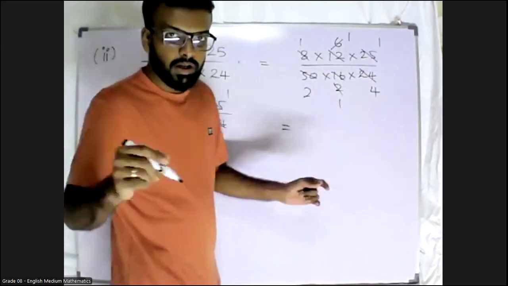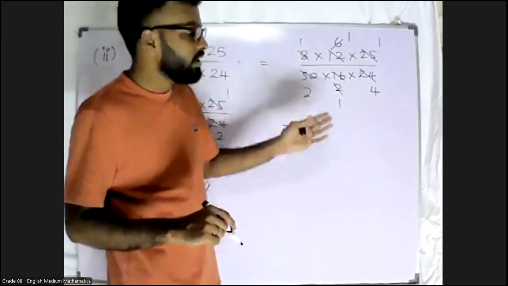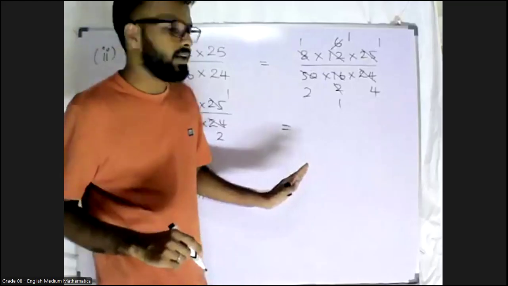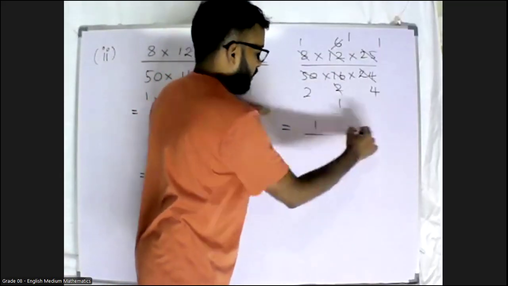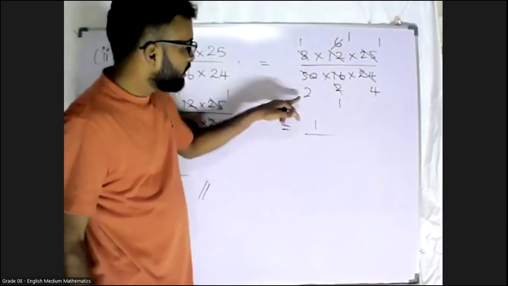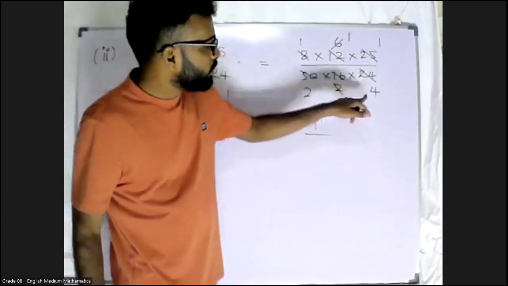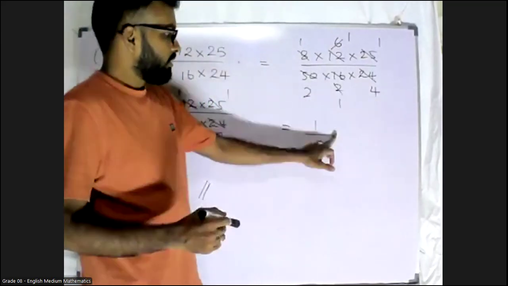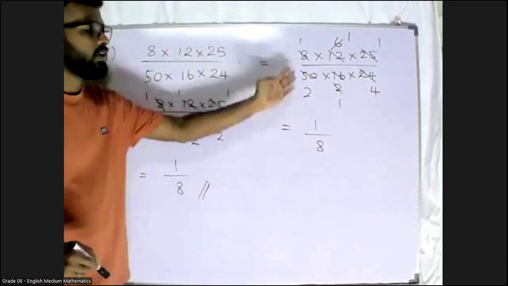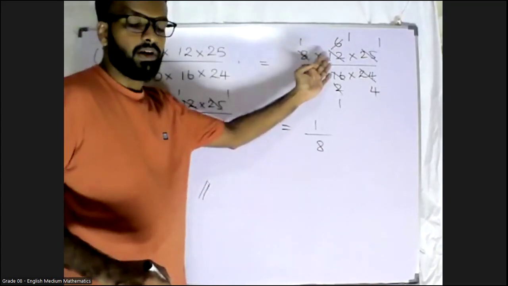I will send the video, right? So you can refer to this, right? So the same answer can be obtained, right? 1 times 1 times 1. In the numerator you have 1, right? Denominator 2 times 1, 2. 2 times 4, 8. Right? So same answer, two different ways to simplify, right?